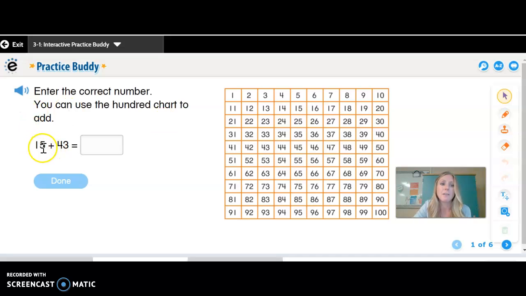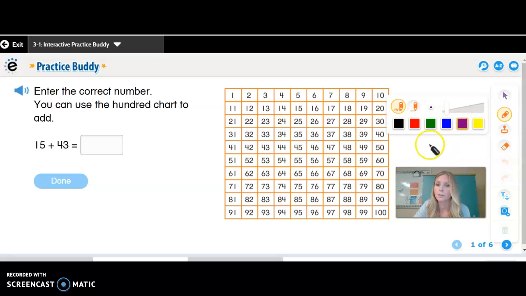First, we're going to add 15 plus 43. So my rule, always grab the biggest number first. So 15 or 43, which one is bigger? 43. So choose your color for your crayon or for your pencil, and let's find 43 on our hundreds chart. Put a circle around that starting number. This is going to help keep you organized and find the numbers that you're looking for. So a nice and neat circle around 43, okay?